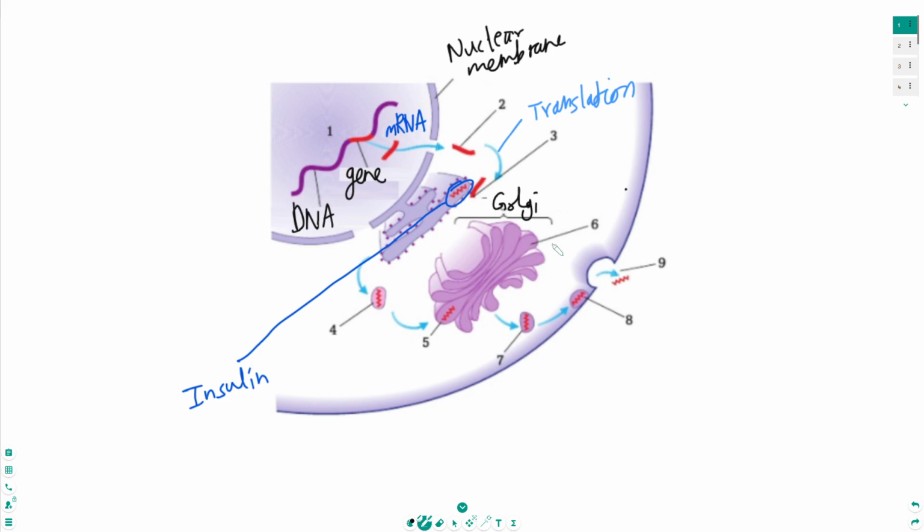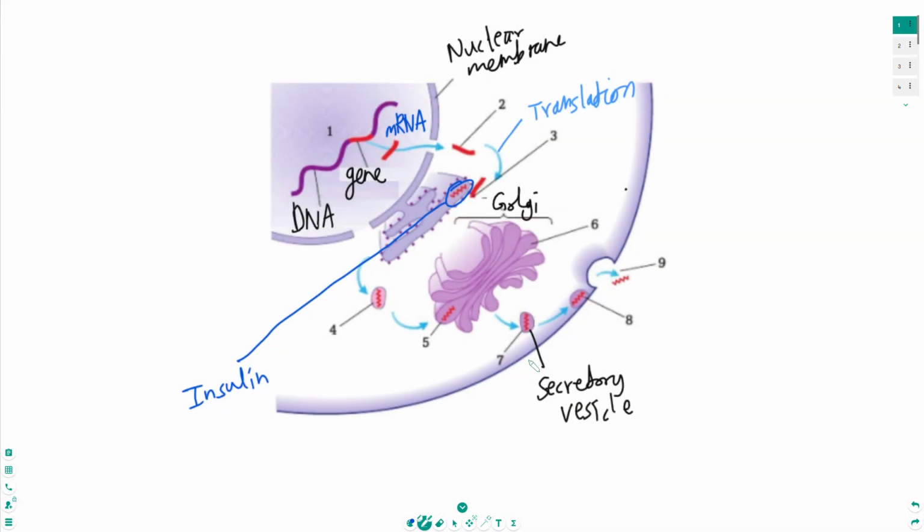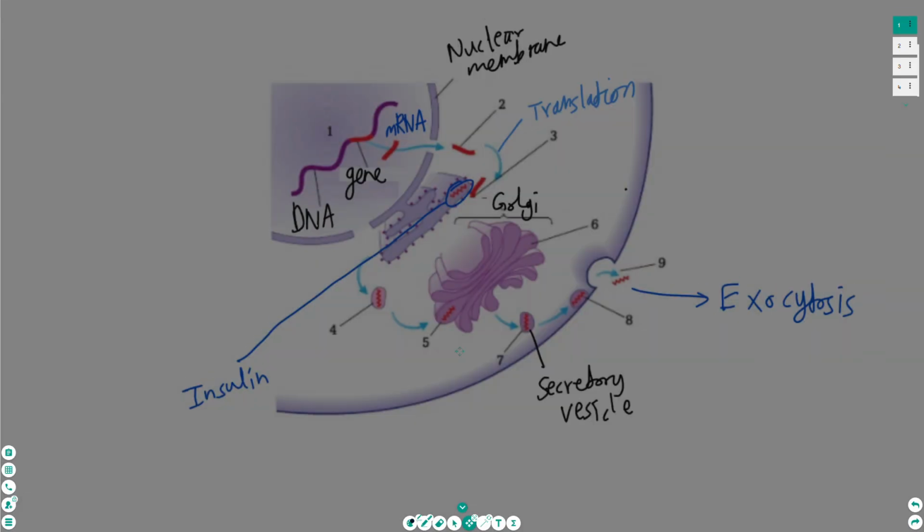And then once it's left the Golgi apparatus, it will travel in a secretory vesicle. So this is a secretory vesicle. And it will leave the cell through the cell membrane or plasma membrane via exocytosis. Okay, and that's a brief overview of protein synthesis.